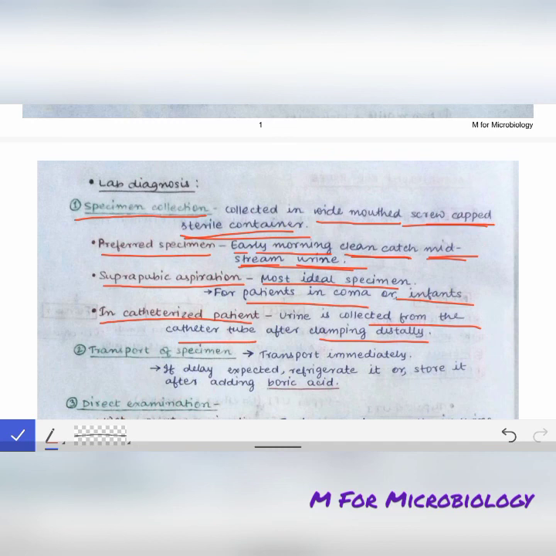So these are all the specimens that can be collected: one is the early morning sample, the suprapubic aspiration, and in catheterized patients, from the catheter.